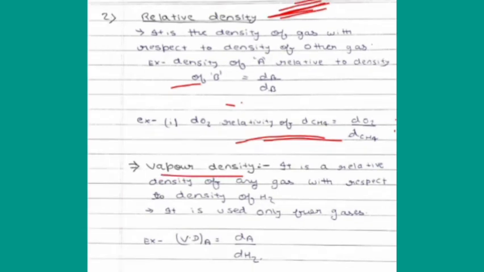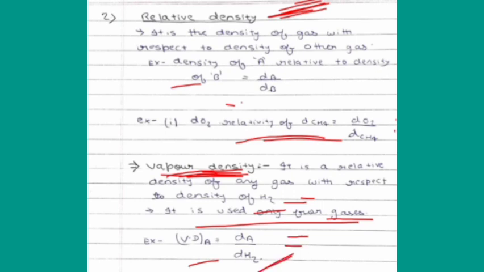And now is the vapor density. Vapor density is a type of relative density. We can say that vapor density is a relative density, but not all relative density is vapor density. The definition of vapor density is the relative density of any gas with respect to the density of hydrogen gas. It is used only for gases. So we will take an example. Vapor density of A will be written as density of A by density of hydrogen gas.